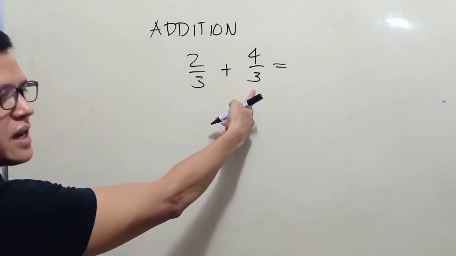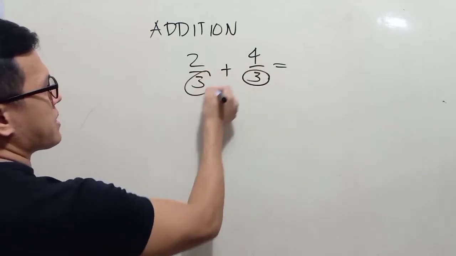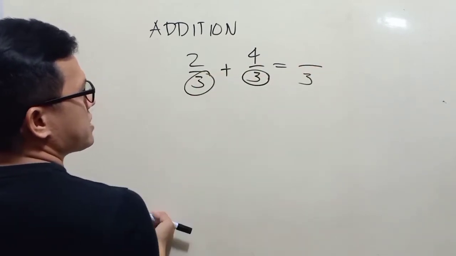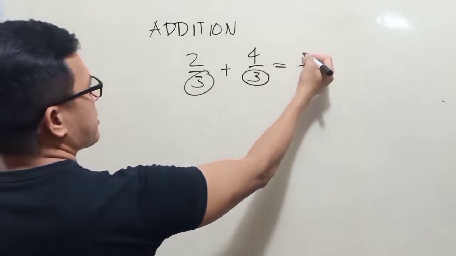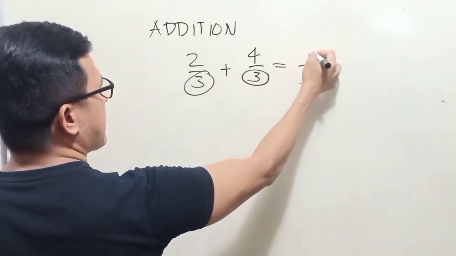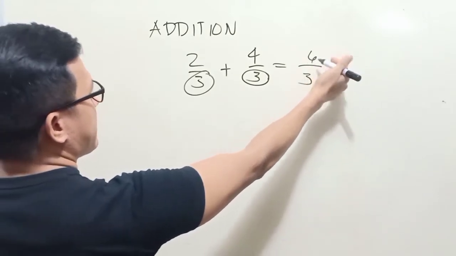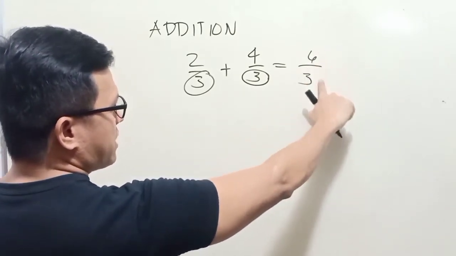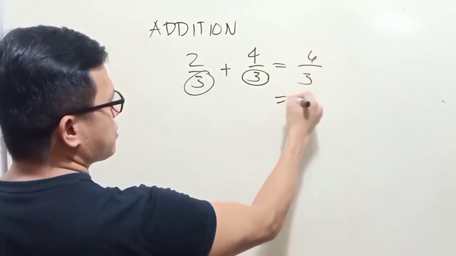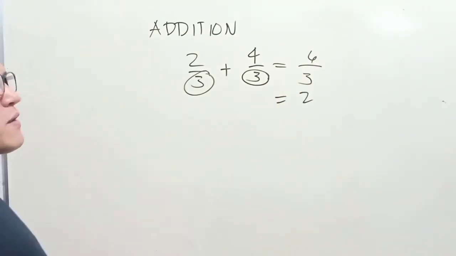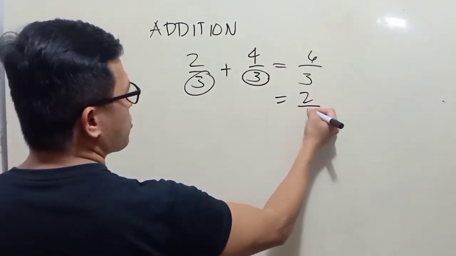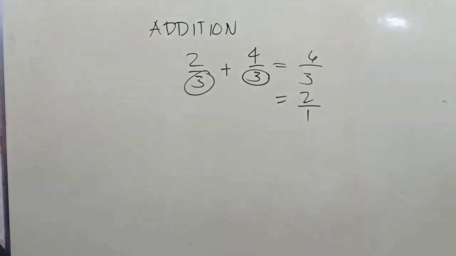If they are similar, or having the same denominators, just copy the denominator, which is 3, and then add the numerators. So 2 plus 4, that is 6. Okay, and 6 divided by 3, since we can still divide the numerator by the denominator, 6 divided by 3, that is 2. So whole numbers are also fractions because they are understood to have the denominator of 1.